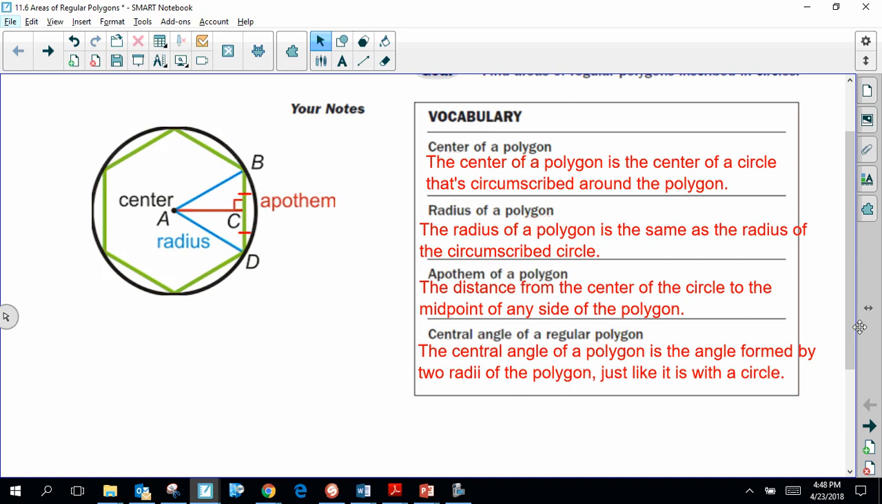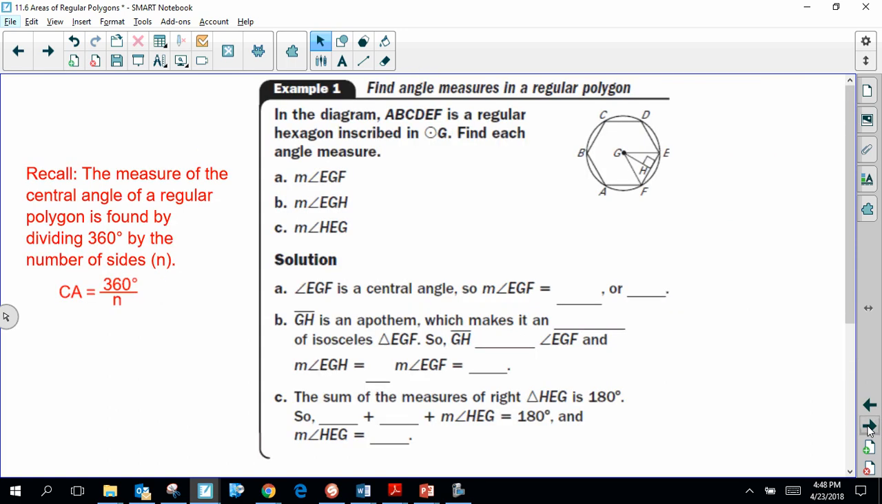And the central angle of a regular polygon is pretty much the same thing as it is for a circle. It's the angle that's formed in between two radii of a polygon. So now we're going to be taking a look at just how we use some of those parts of the figures of the regular polygon, so that we can know how to identify them and know what they do in a figure, so we're not thrown off by them, or we know how to find certain things if we need them in a problem.